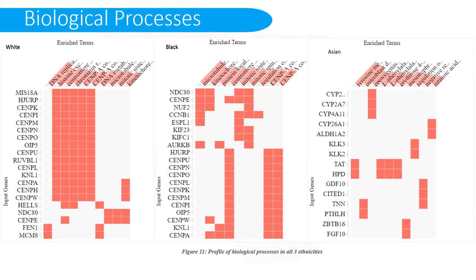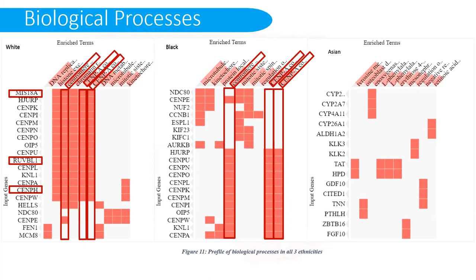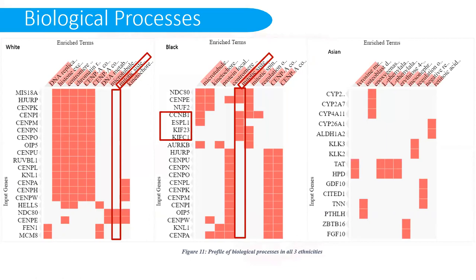Now, examining the genes that were enriched in similar biological processes between the Black and the white populations, we found the MIS18A, HJURP and CENP-H genes being distinct to the white population. And these were enriched in centromere complex assembly, CENP-A containing nucleosome assembly, and CENP-A containing chromatin organization. For the Black population, we found the CCNB1, ESPL1, KIF23 and KIFC1 genes being distinctively enriched in mitotic sister chromatid segregation.